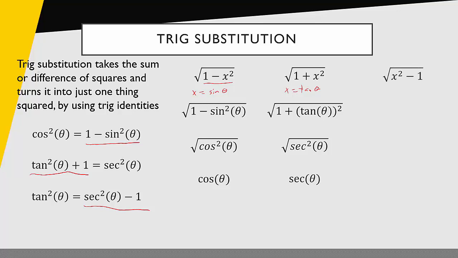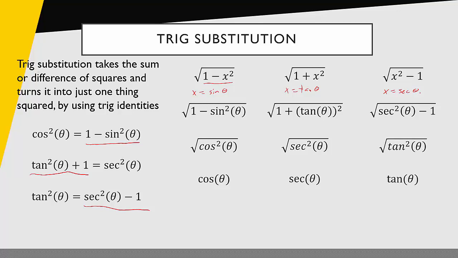One more case to look at. What if I have x squared minus 1? Well, that kind of looks like that secant squared minus 1 situation. So in this case, I'd let x equal secant of theta. I'd plug that guy in, I'd replace the expression under the radical with tangent squared, and now I'm able to take that square root.